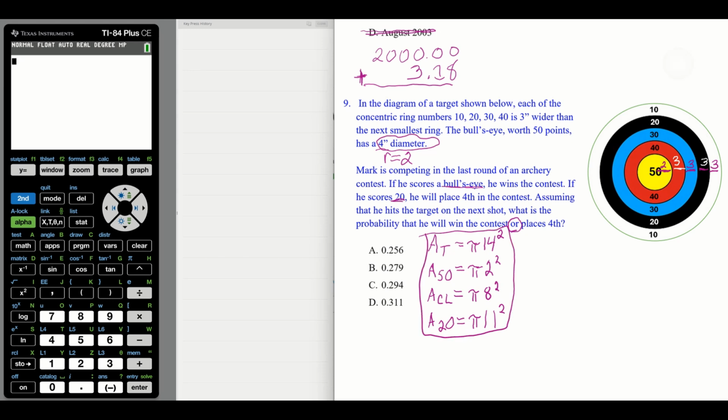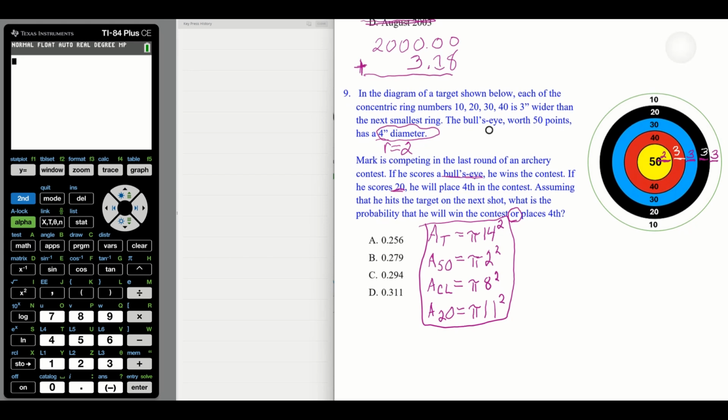Now we need to talk about setup. What do we need as a setup? Well, let's talk about our OR. We're going to have part over total. Which parts, which totals? That means we're going to have two probabilities. We're going to add them together. And our two probabilities are the 20 and the bullseye. We can do the bullseye first, part out of total.